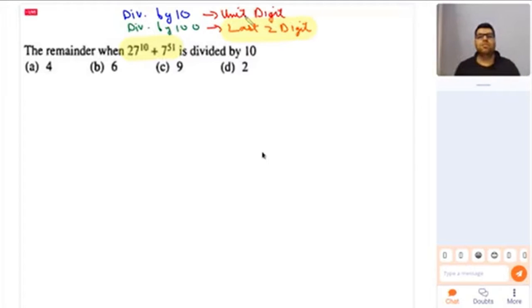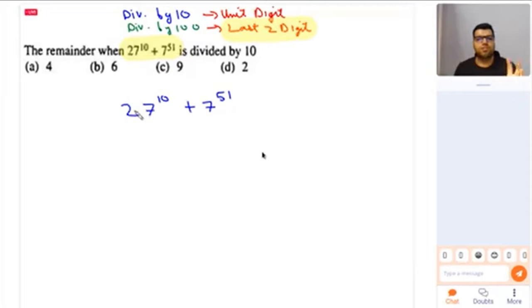So this is a very simple task. Calculating unit digit is very simple. I've covered this also in the video. So see, what is our number? 27 raised to power 10 plus 7 raised to power 51. So what is the method for calculating unit digit? As I have explained in the video also.